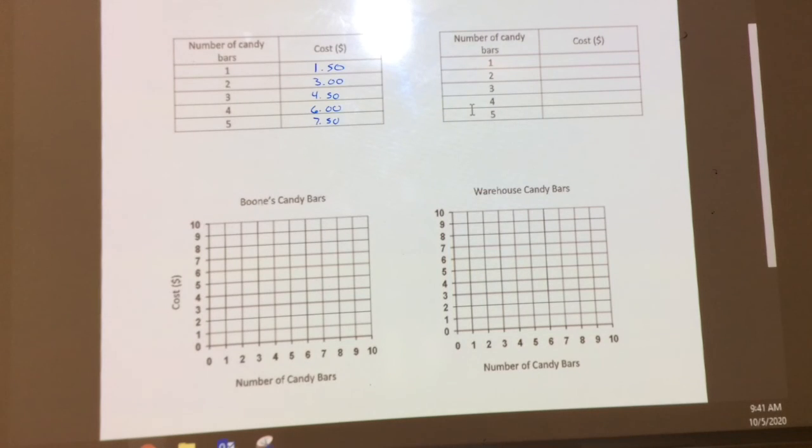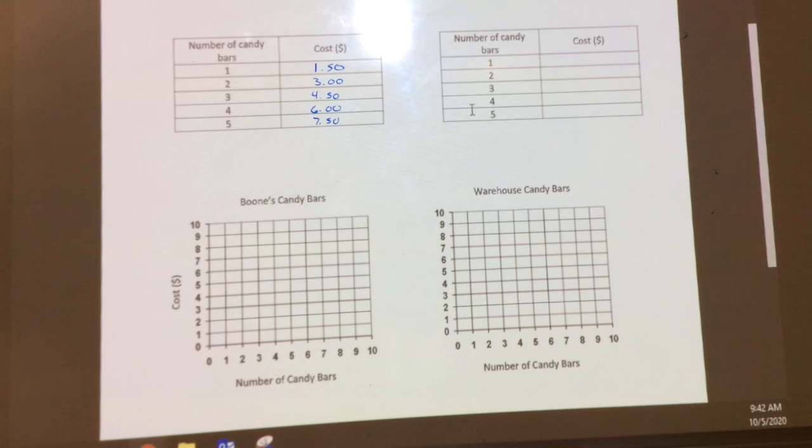Okay, Kendall says I added $1.50 each time. What's a better way of saying that? He's not wrong. But what's a better way to say instead of adding $1.50 each time? I multiplied the number of candy bars by what? Where are you getting 2 from, Jackson? By what? You're on the right track. We're multiplying by $1.50. Good. So every candy bar times $1.50.